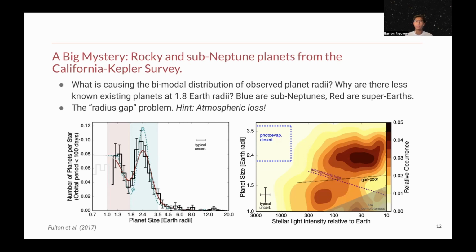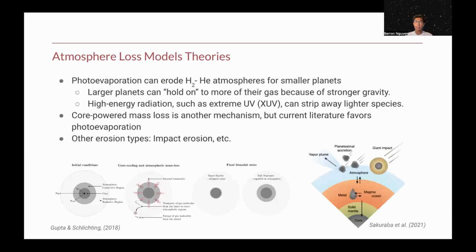So the big question for atmospheric scientists and exoplanet scientists was: what causes the radius gap problem? And a big hint was atmospheric loss. So let's talk about that more, with atmospheric loss model theories. The first big one, which can explain the radius gap, is photoevaporation. So what does that entail?